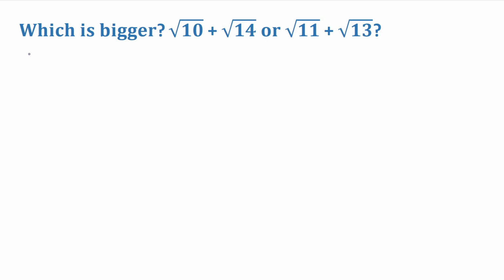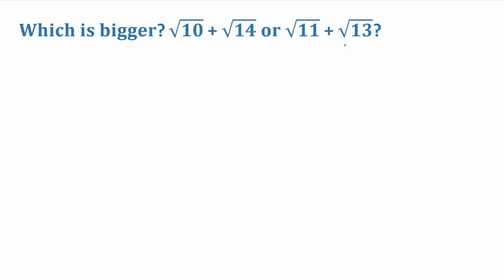Which expression is larger, square root of 10 plus the square root of 14, or square root of 11 plus the square root of 13? We can see that the first expression has the larger square root of 14 term compared to the square root of 13 in the second expression, but also has the smaller square root of 10 term compared to the square root of 11 in the second expression. So which one is bigger overall?